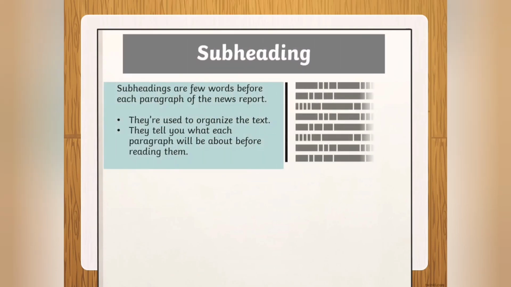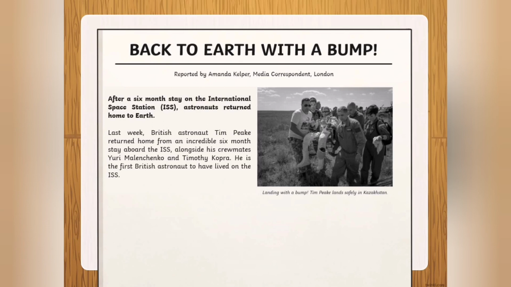Alright, now we came to subheadings that tell you what each paragraph is about before you even read the paragraph. Here we have in bold an example of a subheading. After a 6-month stay on the International Space Station, astronauts returned home. Before we even look at the first paragraph, we already know what it's going to be about. Why? Because we have the subheading in there.